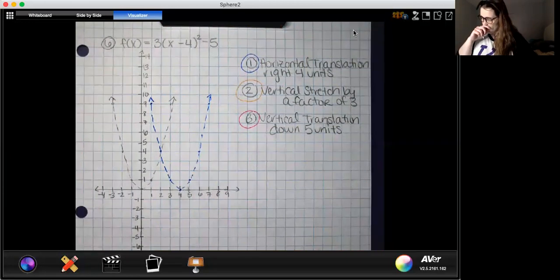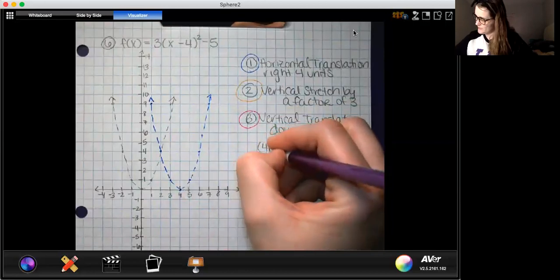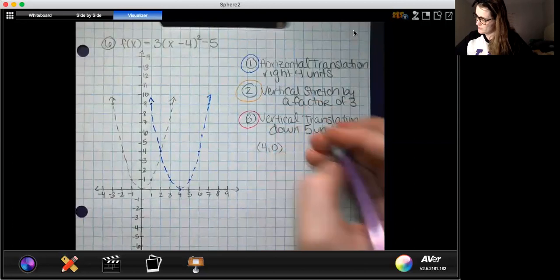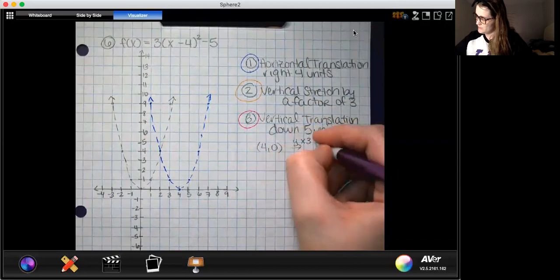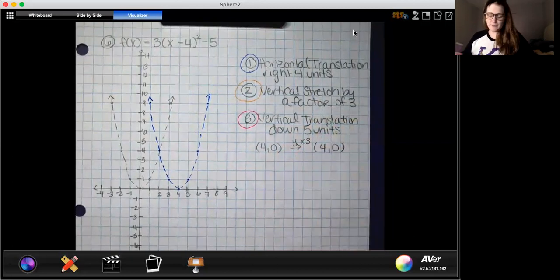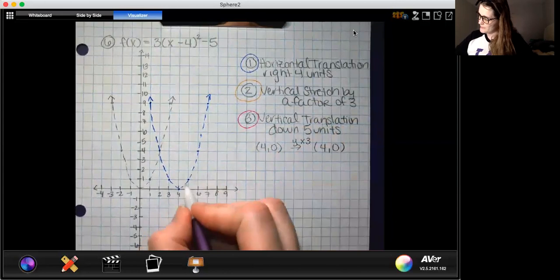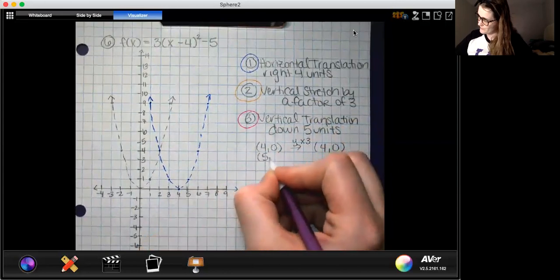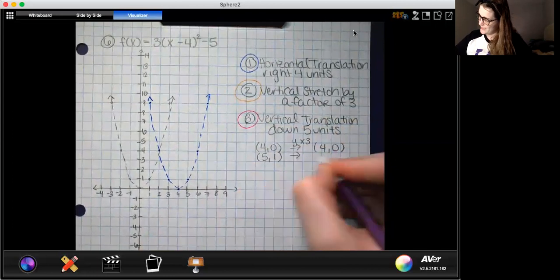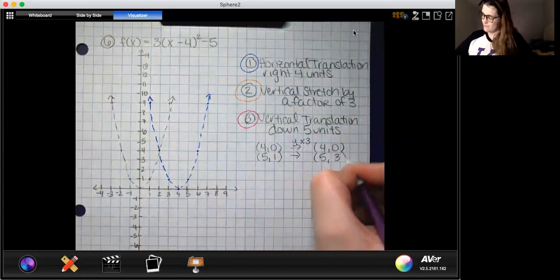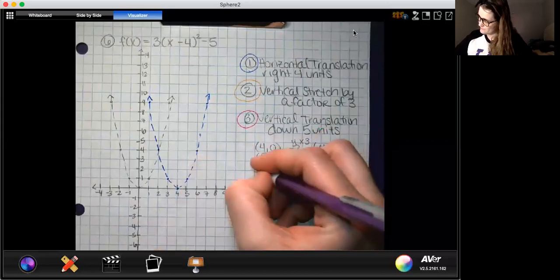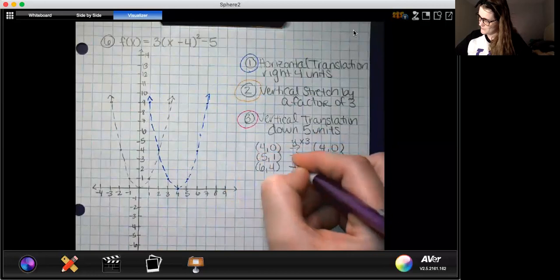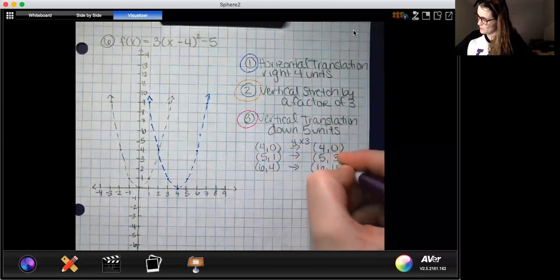So for example, if my first point is (4, 0), if I'm doing a vertical stretch of 3, that means my y value is being multiplied by 3. So it's still going to be (4, 0), right? Then my next point is (5, 1). That means now that point is going to be (5, 3). Next point is (6, 4). Which now means it's going to be (6, 12).